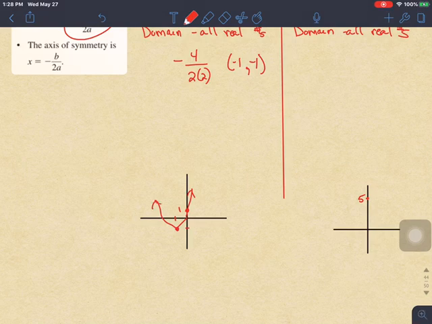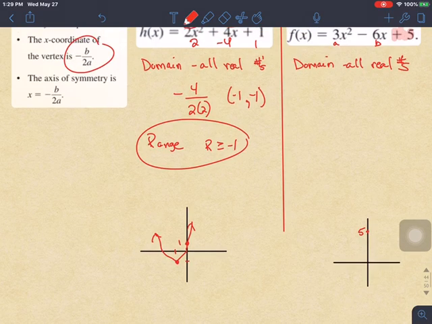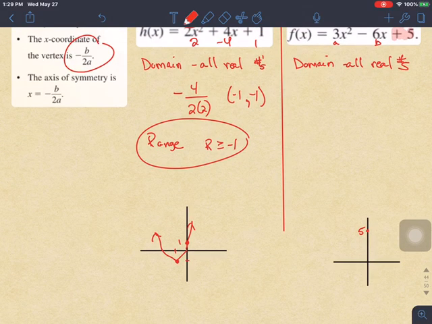So when we want to talk about the range, we can clearly see that our y's, or our outputs, are getting bigger than negative 1. So we would say range is bigger than or equal to negative 1. When you talk about domain and range, that would be the range for h of x.